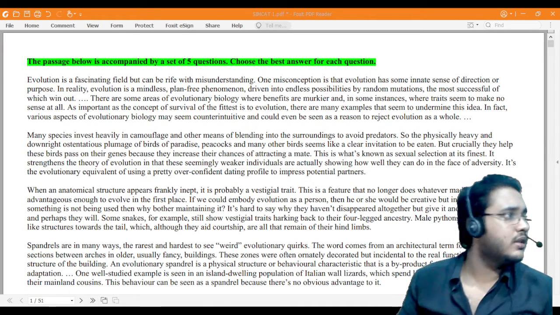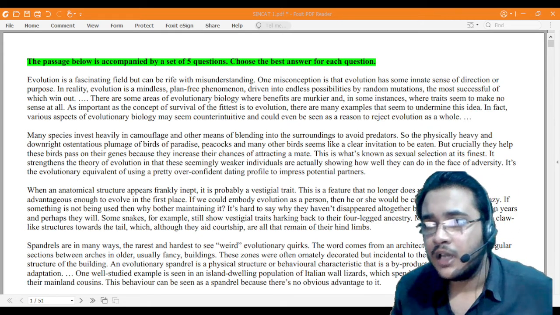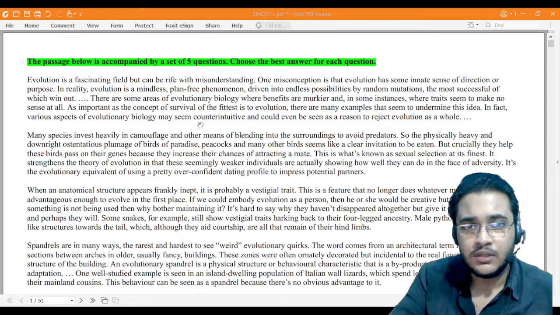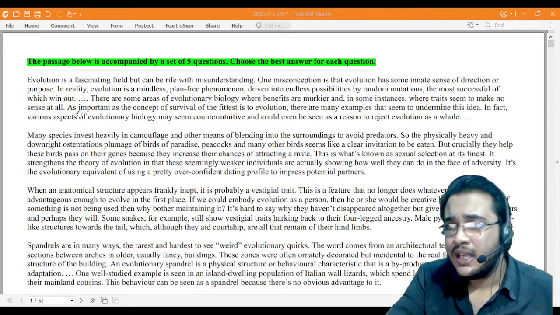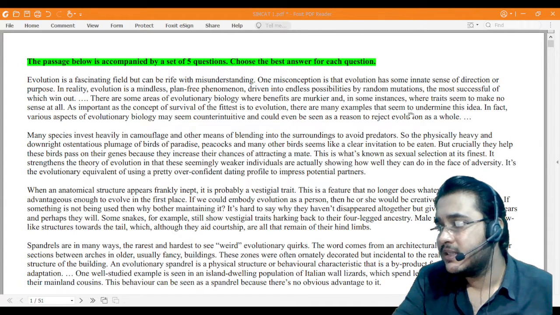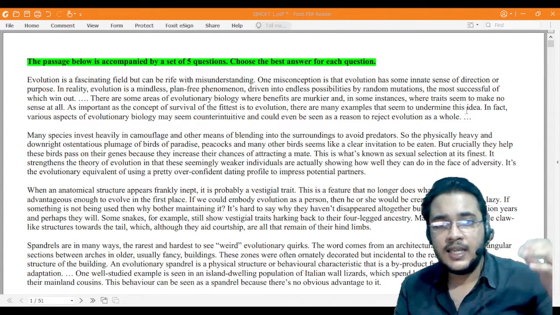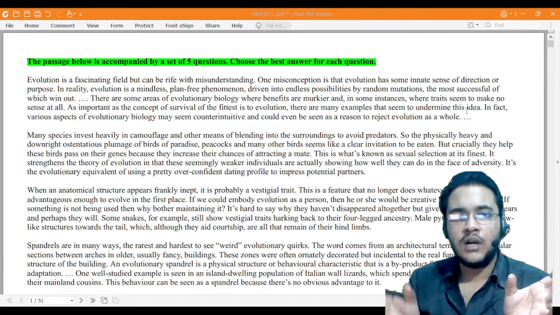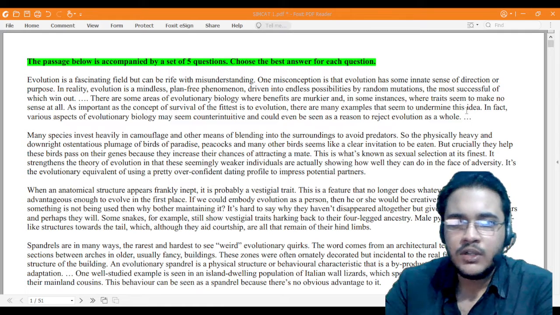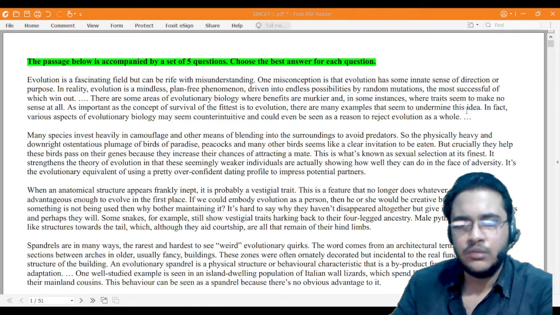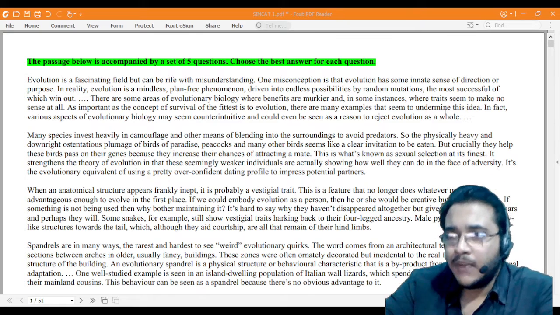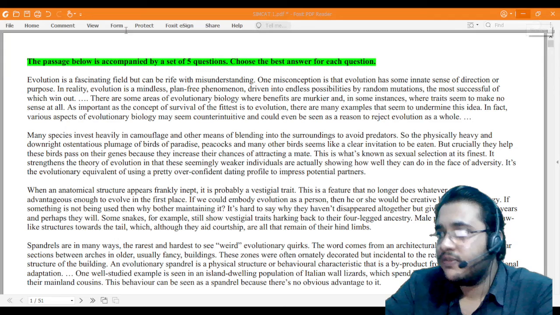Whoever the author is, they are giving out opinions from the very first line: evolution is a fascinating field, and then again in the last line, as important as the concept of survival of the fittest is to evolution, there are many examples that seem to undermine this idea. Basically, he has presented you with an idea, and then counterintuitive ideas are also presented. So in one way or the other, a debate is going to take place in this passage.